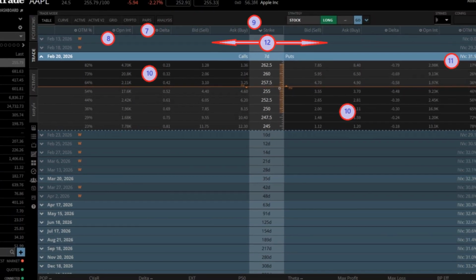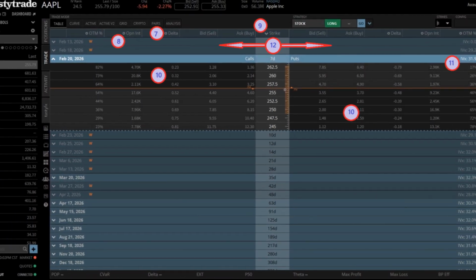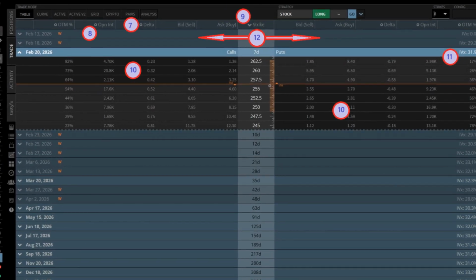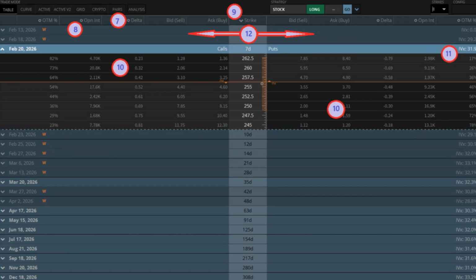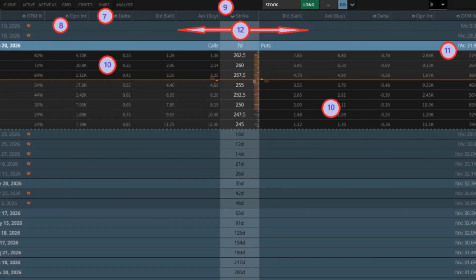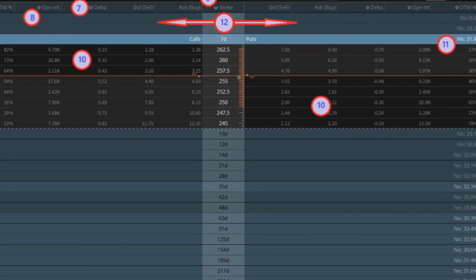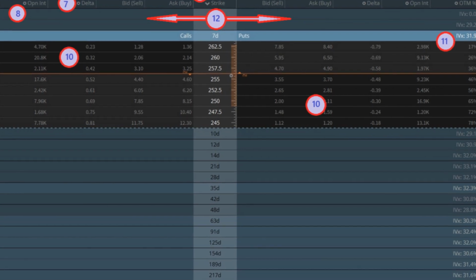Let's summarize. What have you learned so far? Now that you know how to pick the strike and expiration, these next columns help you answer the real questions. How fast will this option move? Is there enough activity here? Is this option cheap or expensive? That's what delta, volume, open interest and IV are telling you.